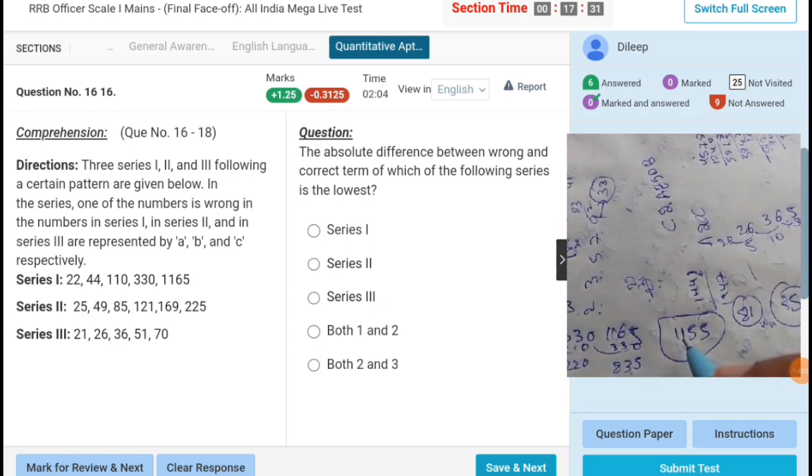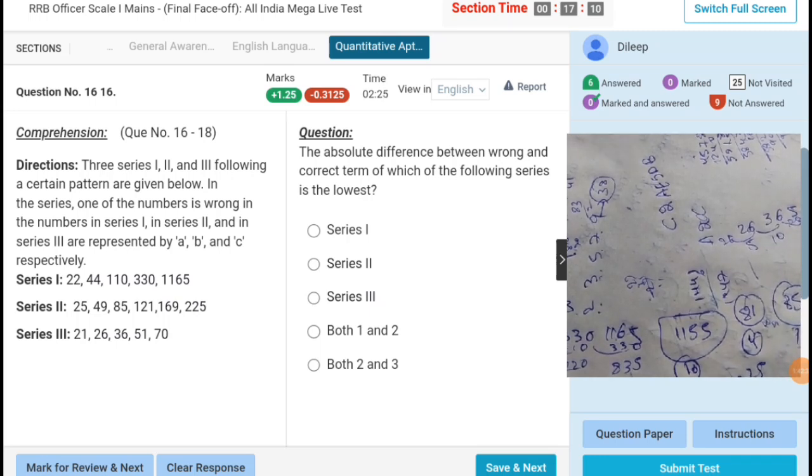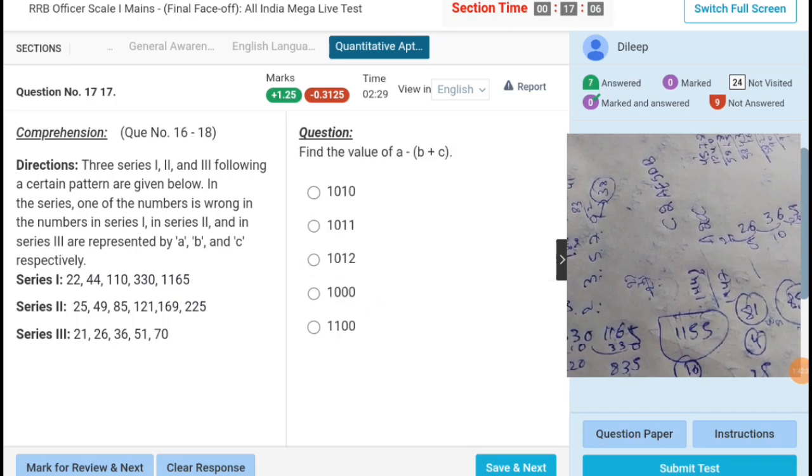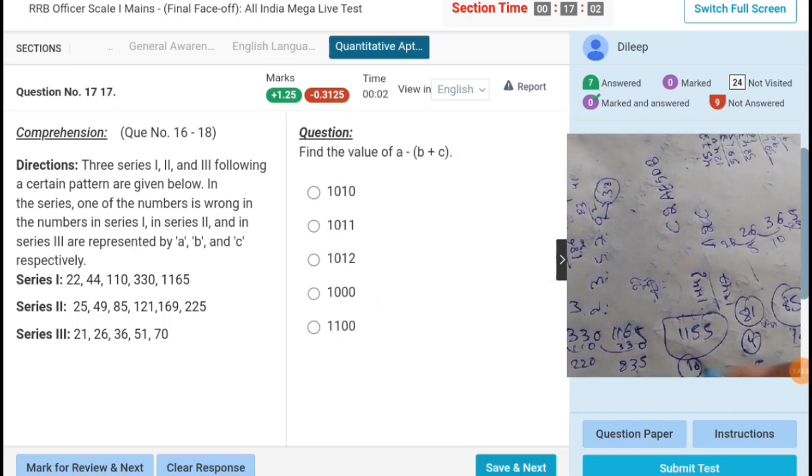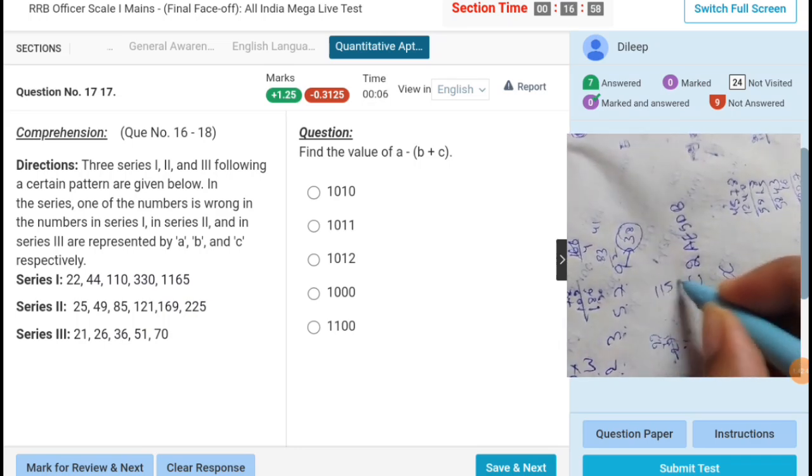The absolute difference between the wrong term, which of the following? Lowest. 1, 1, 6, 5, 10, 4, 15. Second. A minus B plus C. 6, 166, 1, 1, 5, 5.